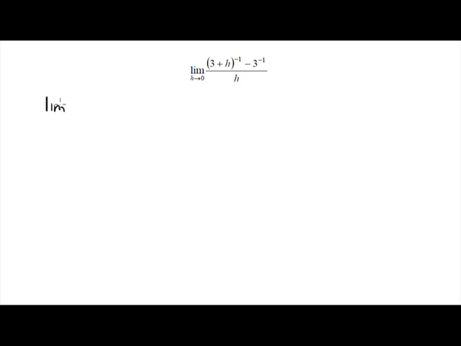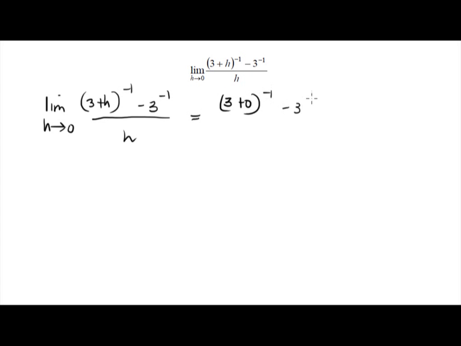limit as h approaches 0 of 3 plus h to the negative 1 minus 3 to the negative 1 all over h will become 3 plus 0 to the negative 1 minus 3 to the negative 1 all over 0, and this will be 3 to the negative 1 minus 3 to the negative 1 over 0, or 0 over 0.